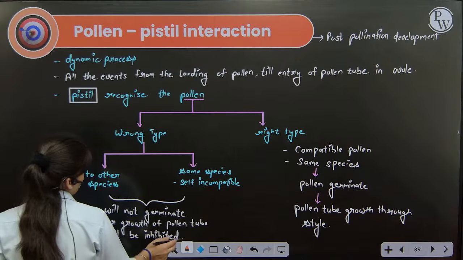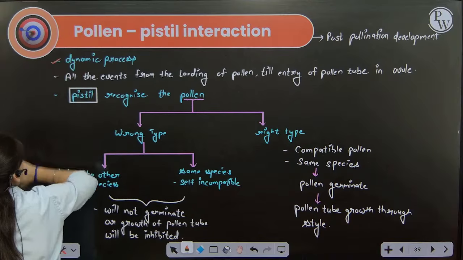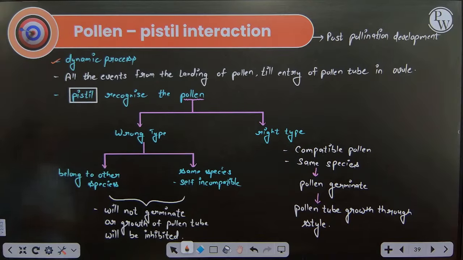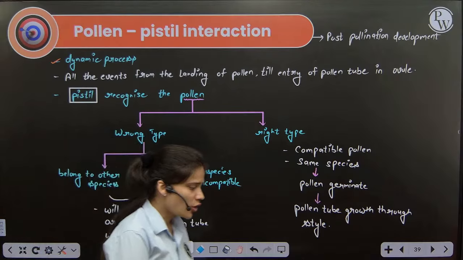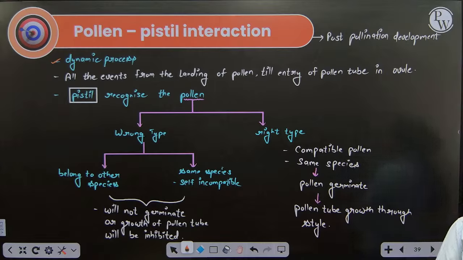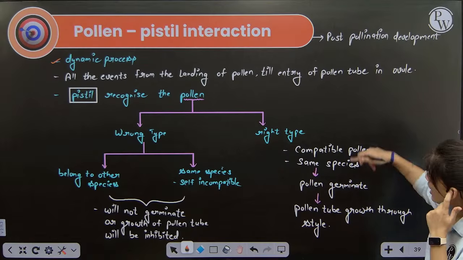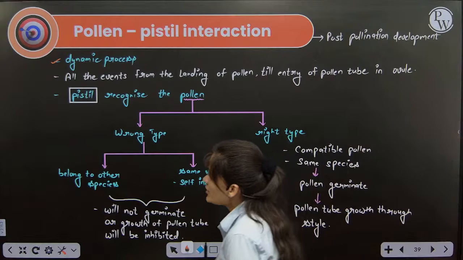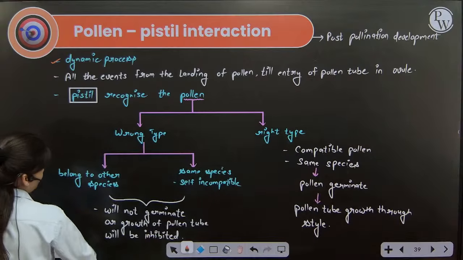Pollen pistil interaction is known as a dynamic process. What is pollen pistil interaction? All the events which start from landing of the pollen on the stigma till its entry of the pollen tube inside the ovule come under pollen pistil interaction.